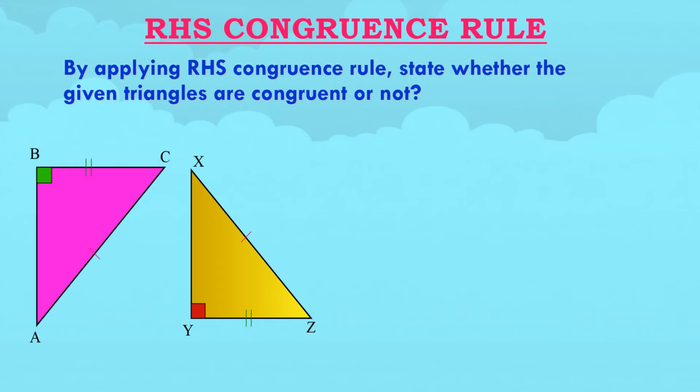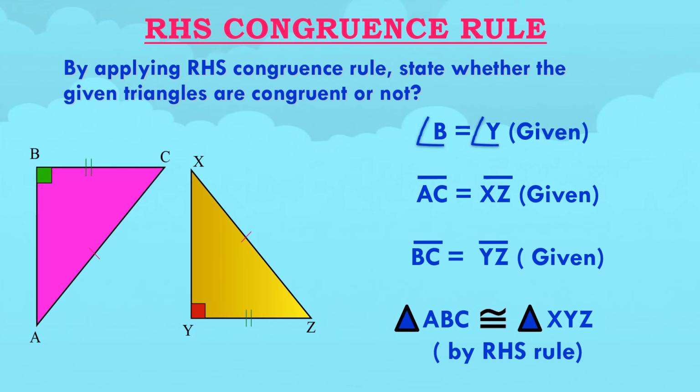Then the first step will be: in triangle ABC and triangle XYZ, angle B will be equal to angle Y. RHS rule. So first our right angle condition. Okay. So angle B is equal to angle Y. Then hypotenuse should be equal. And here the hypotenuse is AC and here the hypotenuse is XZ. So line segment AC is equal to line segment XZ.